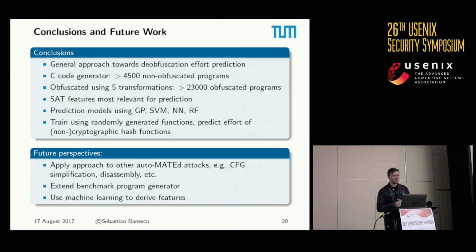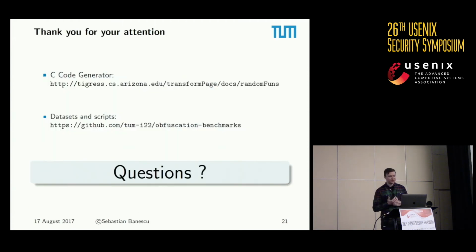So the big conclusion of this work is that features are the key point to prediction, and therefore we need better features because the error is still there. We open sourced the dataset and the scripts, and the C code generator is freely available. And with that, I would like to conclude my talk, and thank you for your attention.